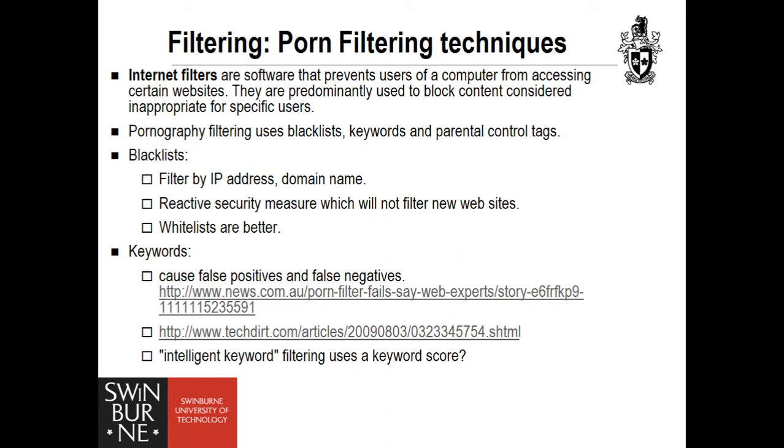Okay. Now next is filtering. Basically, internet filtering is software that prevents users of a computer from accessing certain websites. They are primarily used to block content considered inappropriate for specific users. So for pornography filtering, usually they use blacklists, keywords, or parental control tags. Blacklisting means filtering by IP address, domain name, a reactive security measure which does not filter new websites. Whitelists are better.